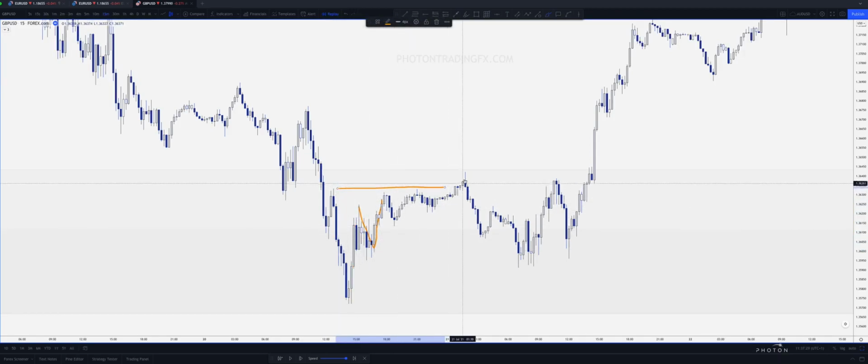We don't get the change of character until kind of over here. So now we have our flip and our change of character, and then price comes back in. And again, what you love to see in pound dollar is it loves to sweep lows, right, before we then get that real move. Then we get the change of character, come back into the supply zone.